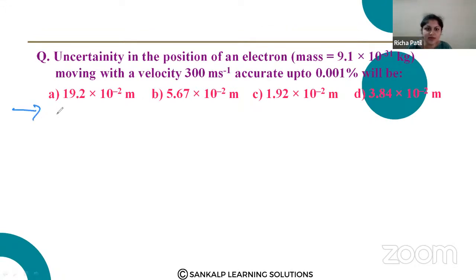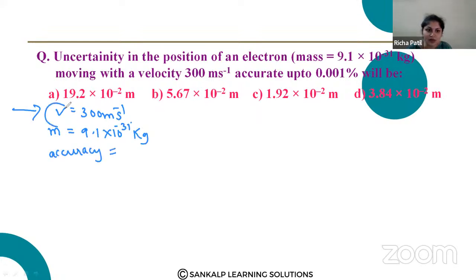Given terms: first, velocity is given, 300 meter per second. Mass of electron is given, 9.1 into 10 raised to minus 31 kg. And accuracy is given. Only the velocity is given, but we want the uncertainty in velocity, so that we have to substitute. The accuracy is 0.001%.